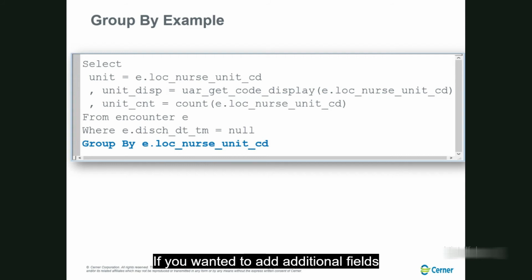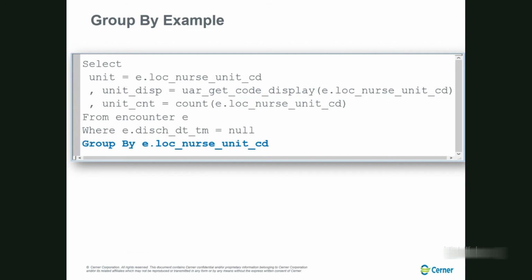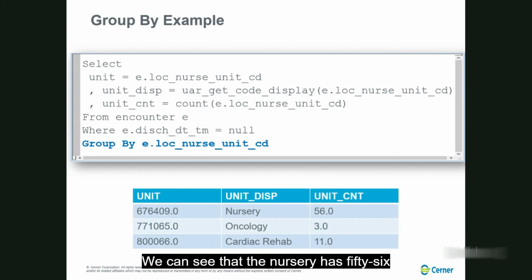If you wanted to add additional fields to the select list, then they would need to be added to the group by clause, which can change the grouping and thus how the aggregates are calculated. We can see that the nursery has 56 active encounters or patients. We can see that oncology has 3 patients and cardiac rehab has 11 patients.